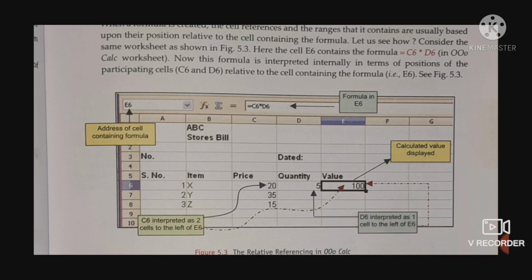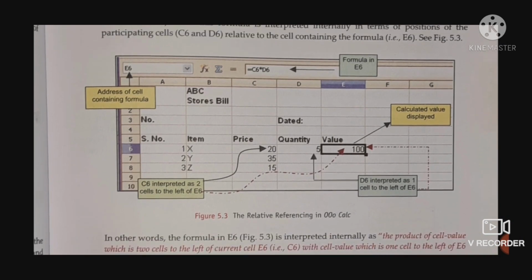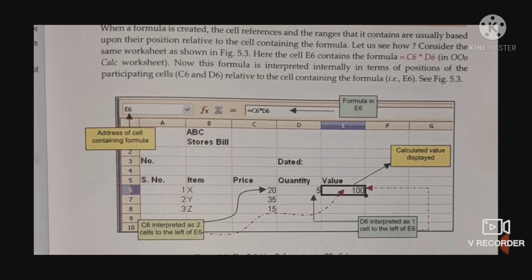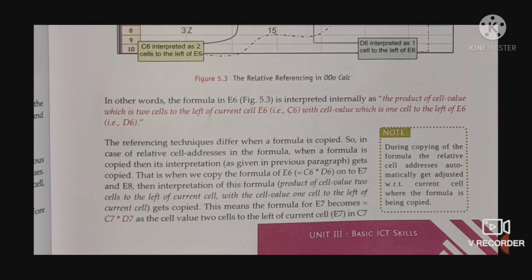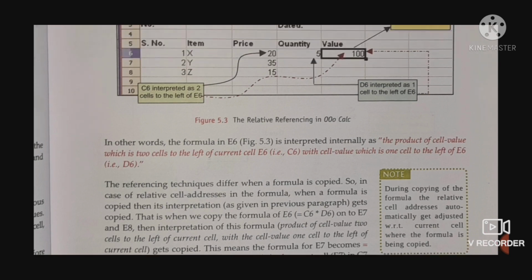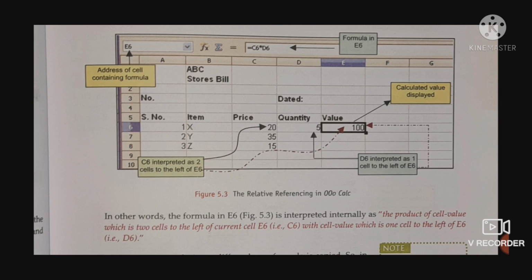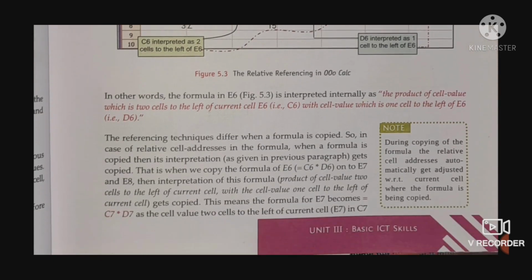Now this formula is interpreted internally in terms of positions of the participating cells. So internally, whatever values are there, they get calculated. In other words, the product of the cell value which is two cells to the left of the current cell E6, that is C6, with the cell value which is one cell to the left of E6, that is D6. So in E6, two cells to the left is 20 and one cell to the left is 5. Their positions get calculated and you get the answer.